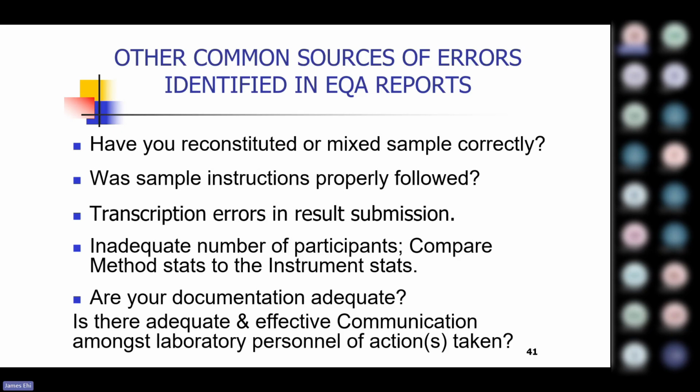For instance, you run an EQA and all the parameters are running higher than 3SD. It shows that you have under diluted. Or everything is running lower than minus 3SD, it shows that you have over diluted. So if you did not reconstitute properly, you're going to have a problem with your QC. It's a source of error.